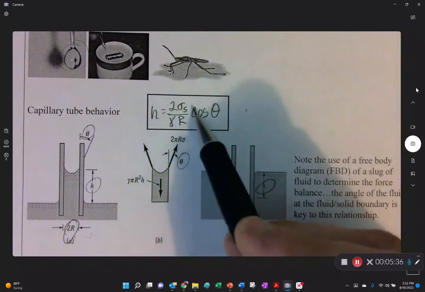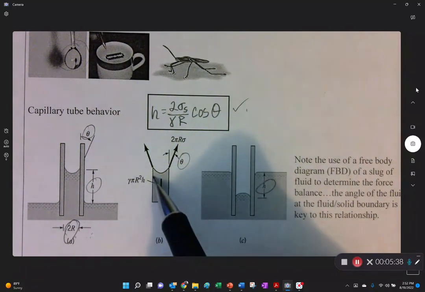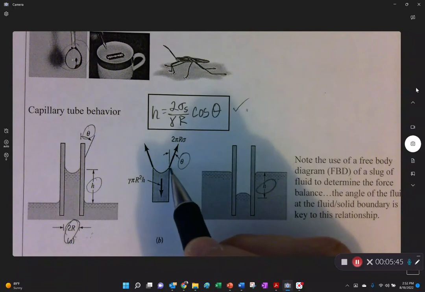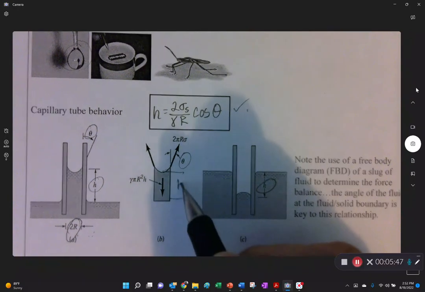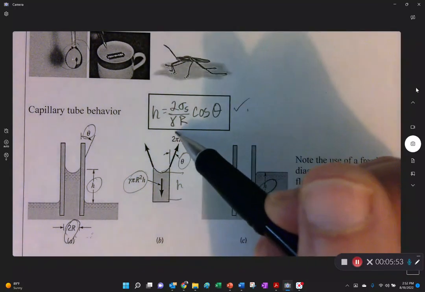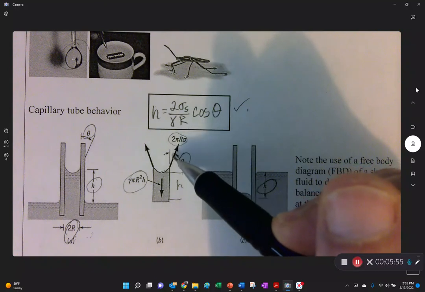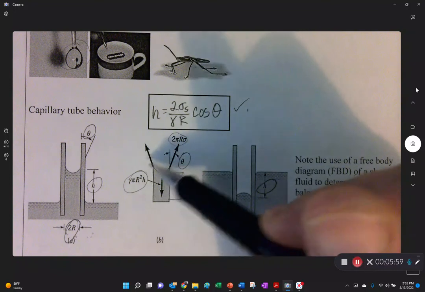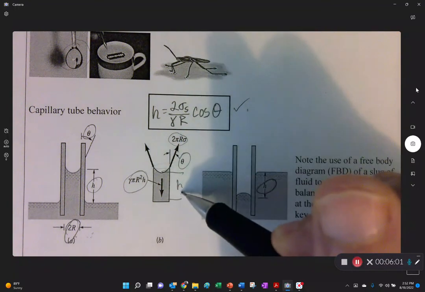And this actually can be found from a free body diagram where you have H right here, right? So here's the weight of this piece, and right here is the force, but of course it's around the circumference. We're only seeing a cross section of it, and so from that we could solve for H, right?